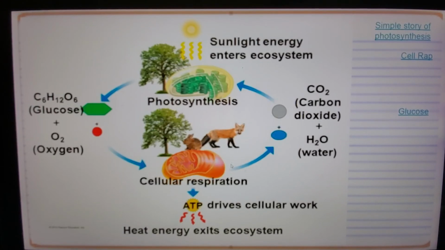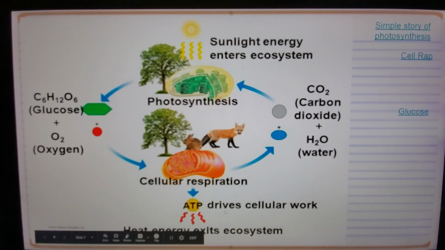The thing I like about this graphic is that it's showing you photosynthesis only happens in plants, but cellular respiration, the breaking down of the glucose, happens in plants and animals. Only plants have chloroplasts, but both plants and animals have mitochondria.